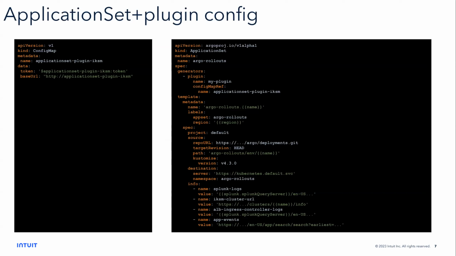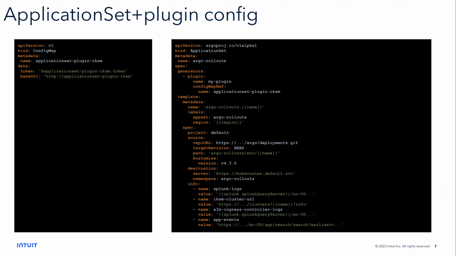So this is the application set plugin config. If you see, there's a plugin generator. In our case, it calls my plugin, and then config map. So we have all the data in our config map, the endpoint of the API. In our case, it is application set plugin IKSM, and then the token. Where application set connects to the endpoint, it requires the token to authenticate.